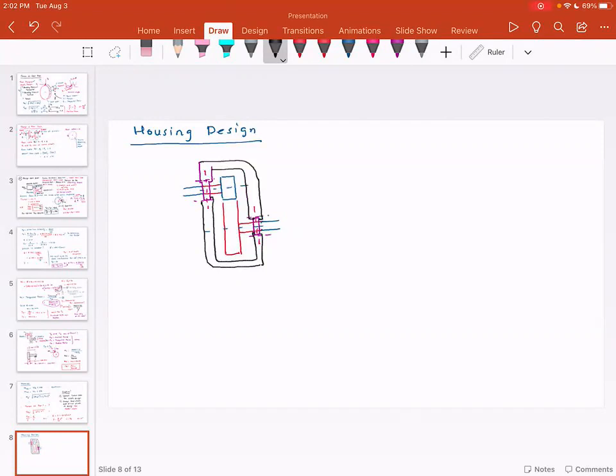Now you can't just have the bearing sitting here, because think about it, you have a shaft, you have a bearing, so you need some sort of a seal. So you're going to have a seal here, and you're going to have a seal here. And then you are going to have bolts.